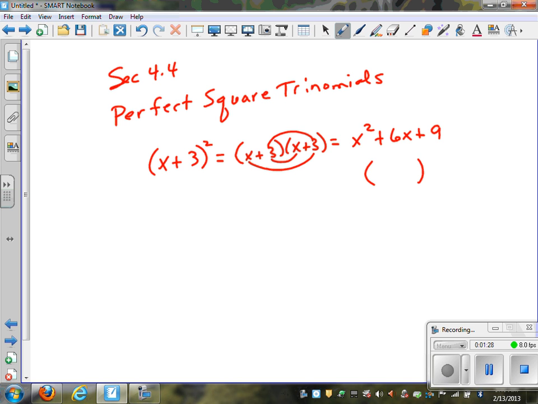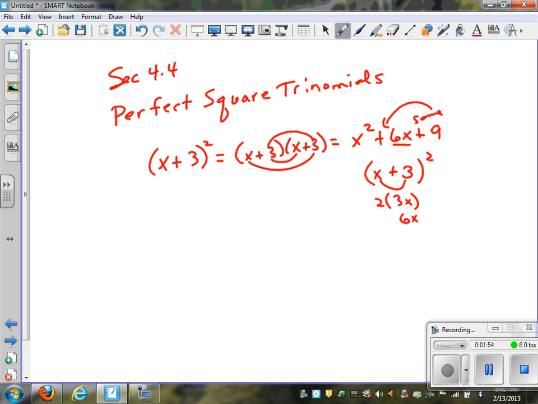What are you squaring to get x squared? What are you squaring to get 9? 3. Your signs have to be the same. They're both going to be what? Plus. What do you get when you multiply those together? If you double that, that gives you that middle term. That's how you know whether you have a perfect square trinomial.